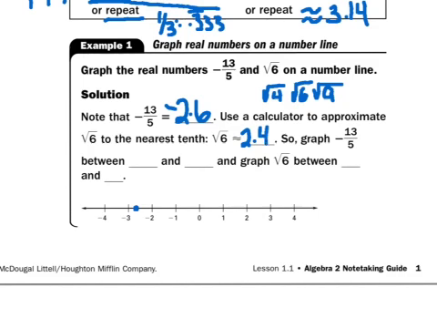So we would come over here, and not quite a half of the way. So to fill in our other blanks, we would put that one between negative 3 and negative 2, and that one between 2 and 3.